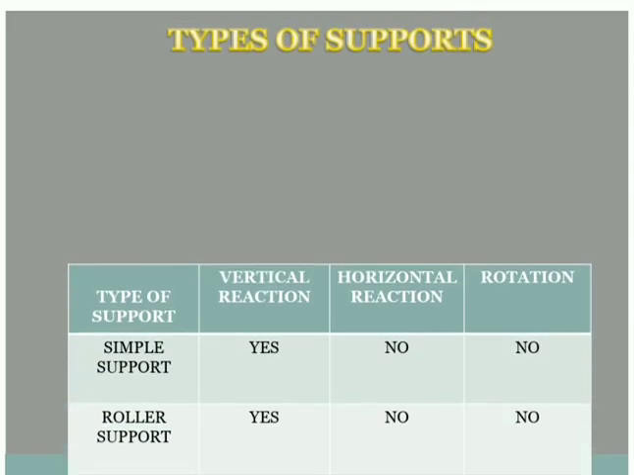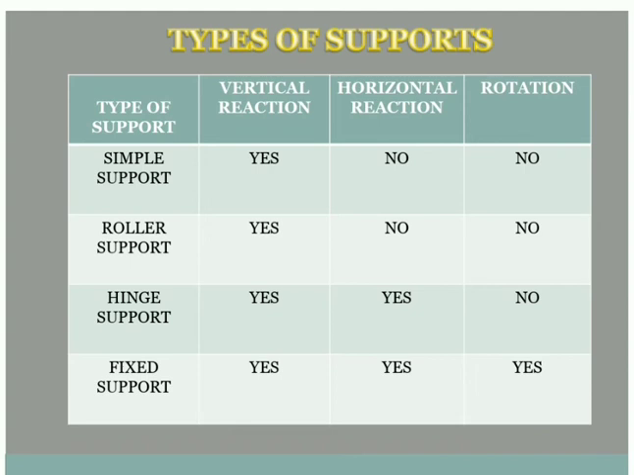Let me summarize by taking all the supports. Simple support: vertical reaction, yes. No horizontal reaction, no rotation, that is, moment is not there. Roller support: vertical reaction, yes. No horizontal reaction, no moment. Hinge support: there is a vertical reaction, there is a horizontal reaction as well, whereas rotation is not permitted. And the last one, fixed support: there is horizontal, vertical as well as rotational resistance. So this is the summary for the types of supports, which support offers which type of reaction.